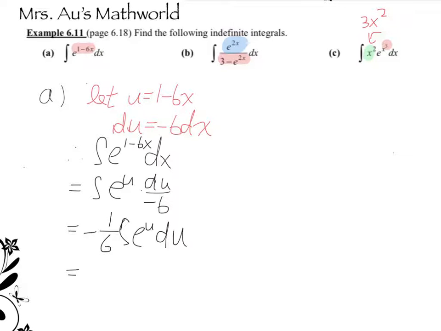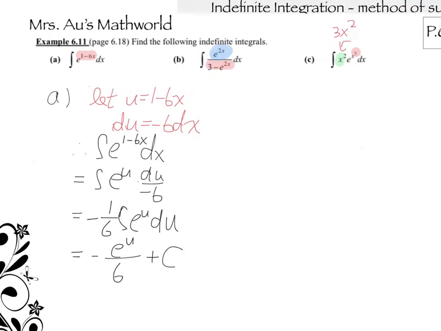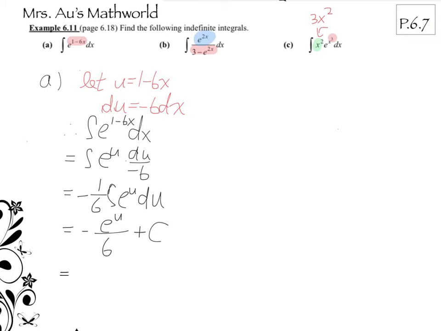So finally, integrate, you will get e to the power u for this part. And don't forget to substitute the value of u to be 1 minus 6x and then plus c. So this is the first one.